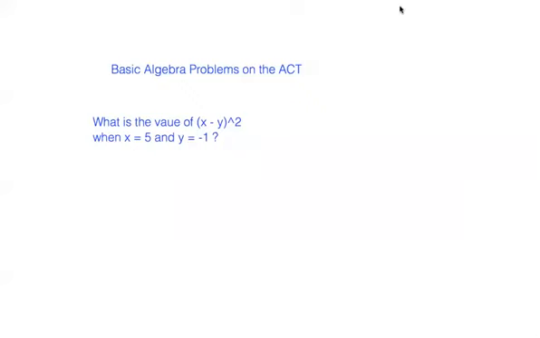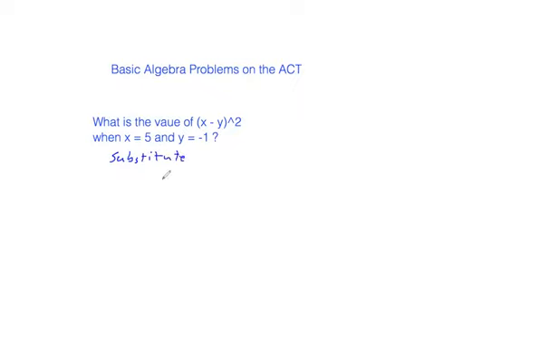Here's some basic algebra problems from the ACT practice test. And you'd see some similar to this on the actual ACT test. Here's the first one. What is the value of (x minus y) quantity squared, when x is 5 and y is -1? Well, this problem is simply a matter of substituting in the values.